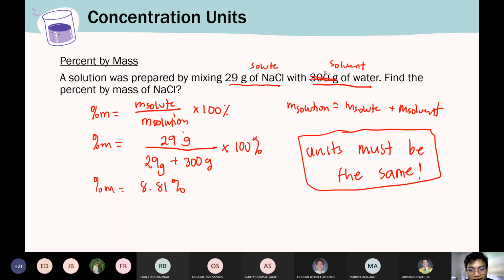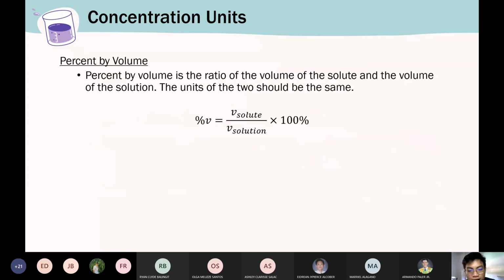So, it's not 3 kilo. I mean, the units must be the same talaga dapat, no? So, if something is reported in milligrams, convert it into grams. If something is reported in kilograms, gawin mong grams, okay? So, units must always be the same.